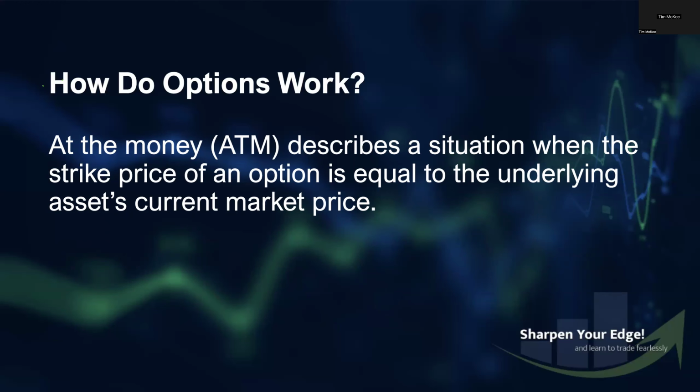So how do options work? Well, at the money describes a situation when the strike price of an option is equal to the underlying asset's current market price. Every morning when I go to the option chain and talk about underlying volume and what strikes we're going to start at, we always start at the money. It's the first blue field on your option chain.